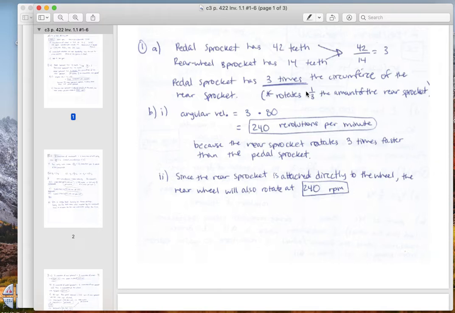So this is all about ratios and the relationship between the two. But basically, the pedal sprocket is 3 times as big as the rear sprocket. Therefore, one revolution of the pedal sprocket gives me 3 revolutions of the rear sprocket. And that's what we see right here with this angular velocity.